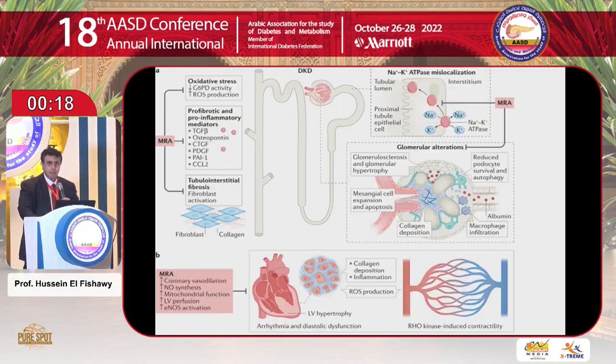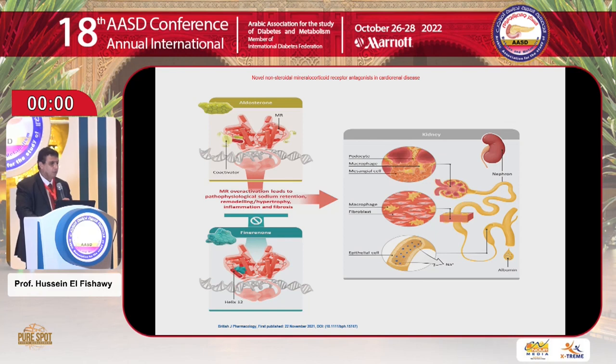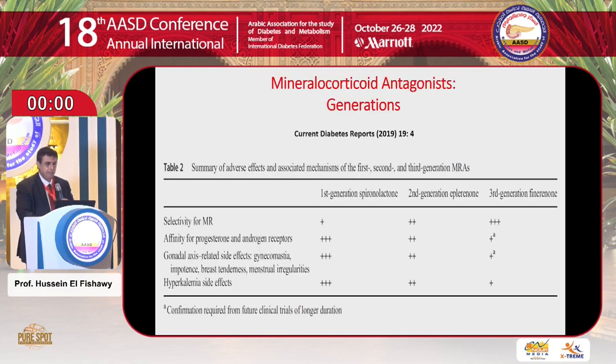So the newer mineralocorticoid antagonist drugs have helped in preservation of the glomerulus, preventing glomerular hypertension, hypertrophy, and mesangial cell expansion, and on the heart, increased coronary vasodilation, nitric oxide, mitochondrial function, and left ventricular perfusion, and of course nitric oxide activation. So mineralocorticoid antagonism is very important for the protection of the whole components of the kidney.